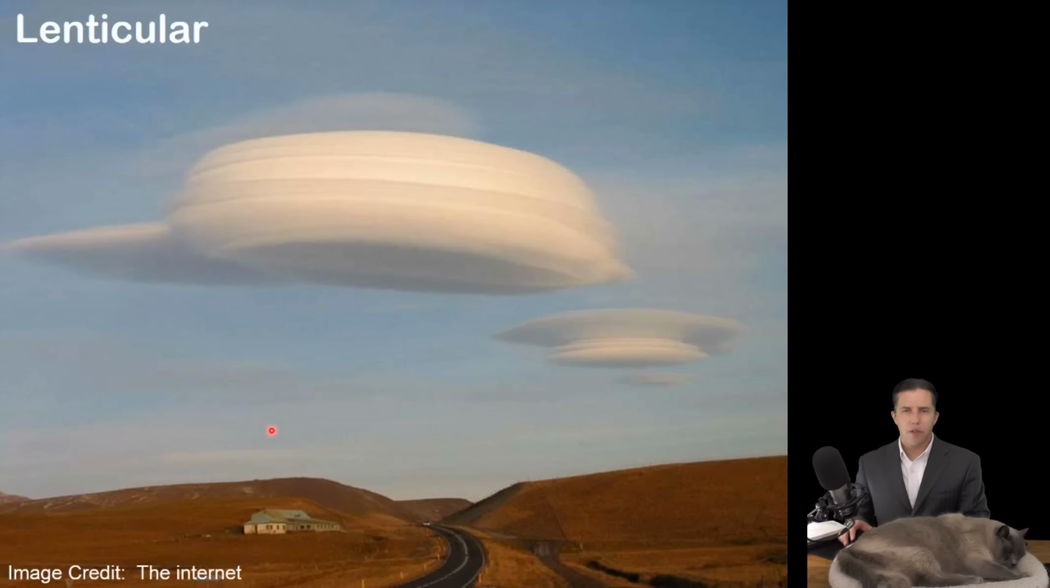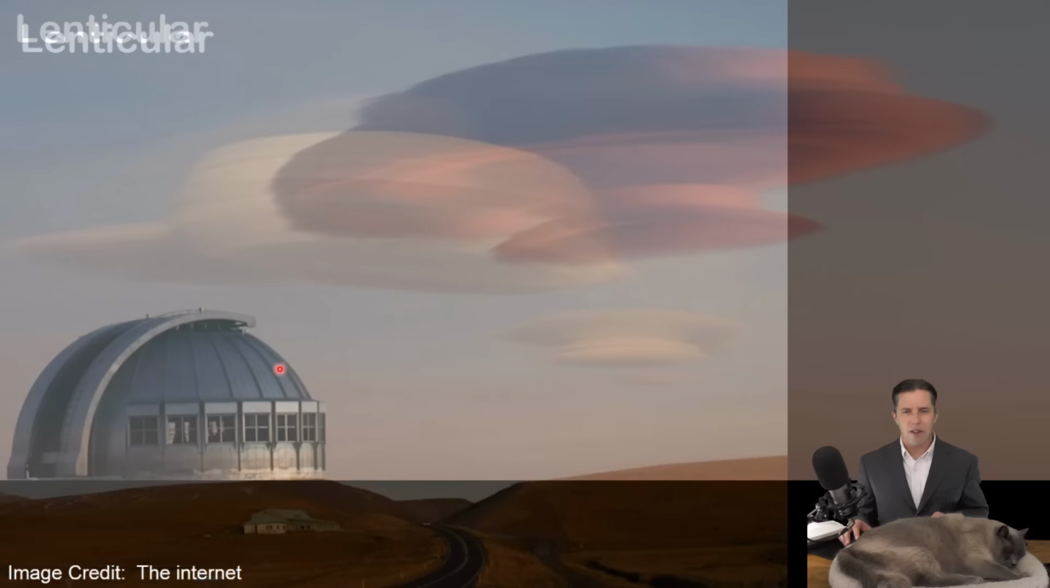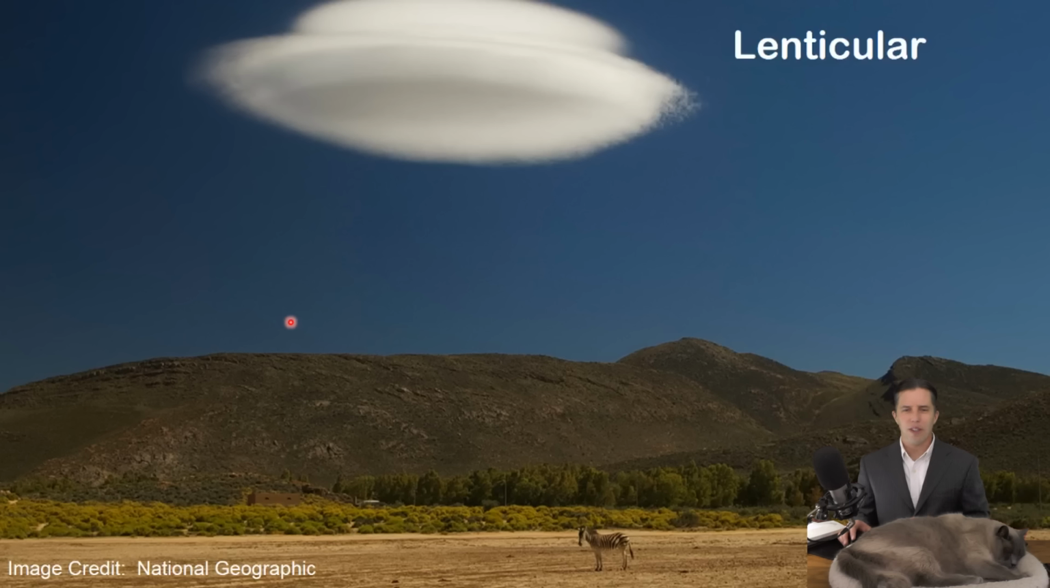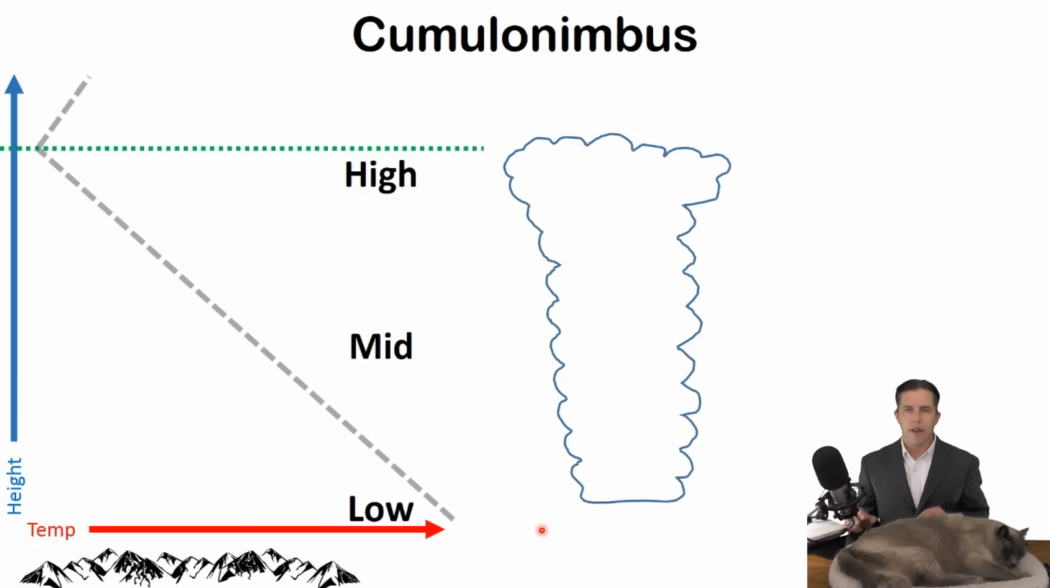Would it surprise you if I told you that every year there are an alarming number of 911 calls made because people are reporting UFOs when they see clouds like this? Maybe that doesn't shock you, but that's kind of convincing, right? Or how about that one? I mean, that's the mothership showing up for sure. So some of them really do look like UFOs. And here's another one from National Geographic, and they took this picture right before the zebra got abducted here. Okay, so that's lenticular clouds.